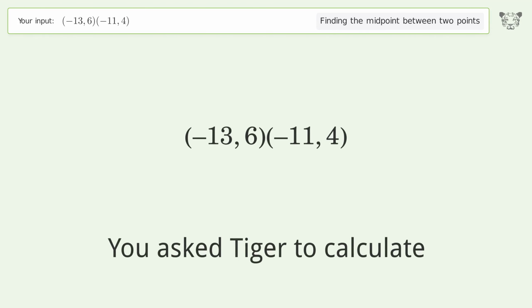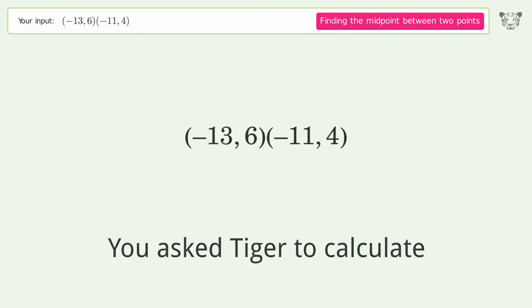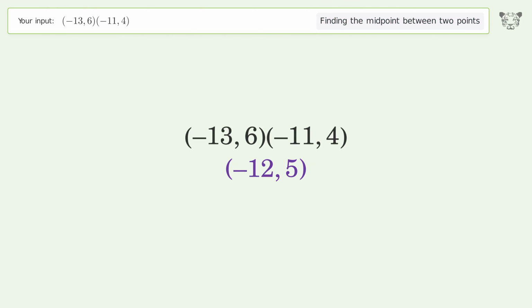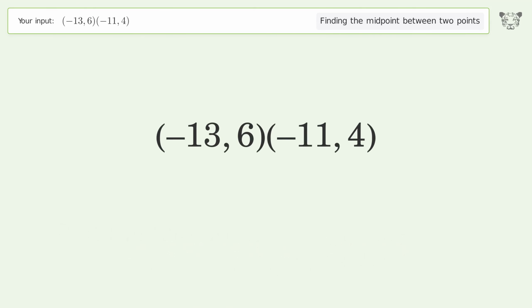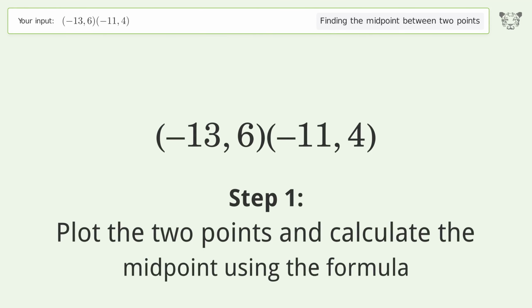You ask Tiger to calculate. This deals with finding the midpoint between 2 points. The midpoint between the 2 points is -12,5. Let's solve it step by step. Plot the 2 points and calculate the midpoint using the formula.